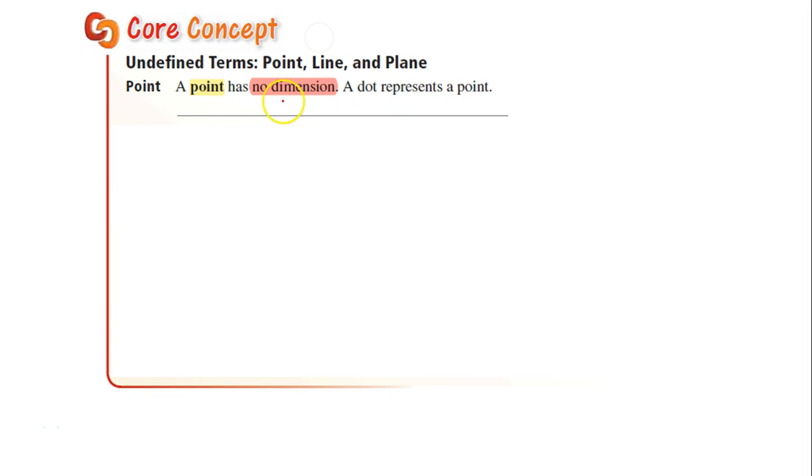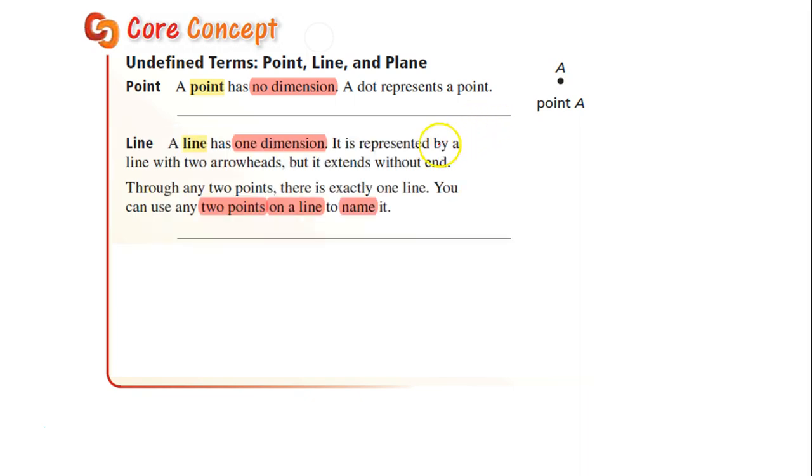A point has no dimension. No length, no width, no nothing. It just represents a location basically. And the way we draw a point is a dot, and we name it with a capital letter. Point A, you just draw a big A next to the point. Any letter, A through Z, capital.